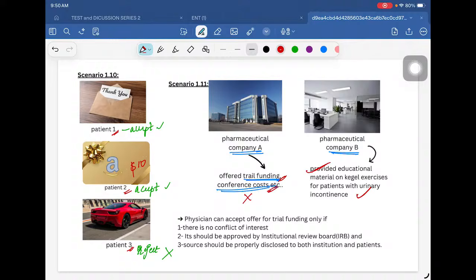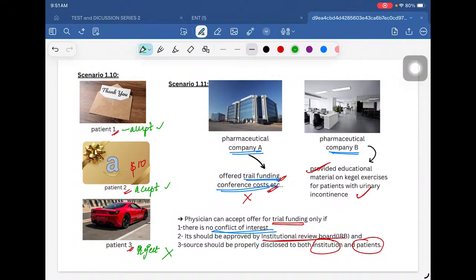Physicians can accept an offer for trial funding only if there is no conflict of interest. That means whatever the company is providing will not interfere with the patient's personal benefit, so they will not provide any personal benefit in any monetary way or any way to the patient. Second, it should be approved by the IRB, the Institutional Review Board. Third, the source should be properly disclosed to both the institution and the patients. Only in these three situations can you accept trial funding from a pharmaceutical company. Otherwise, you can reject it.